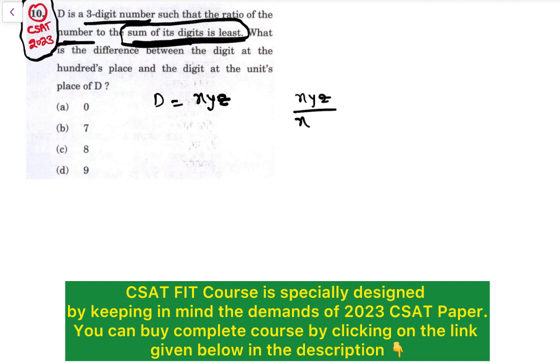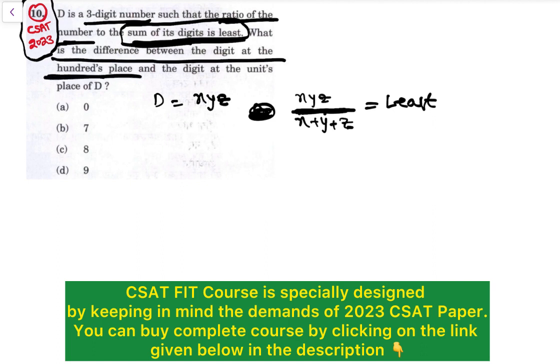Sum of its digits is x plus y plus z. Sum of its digits is least. मतलब जब ratio है, D is the number, that is the ratio of the number, x y z, by the sum of its digits, x plus y plus z, ये होना चाहिए least. When उसका ratio किया, then what is the difference between the digits at the 100 place and digits at units place of D.